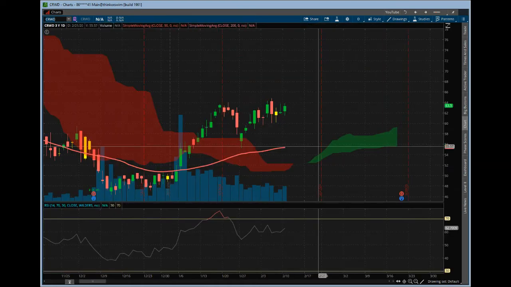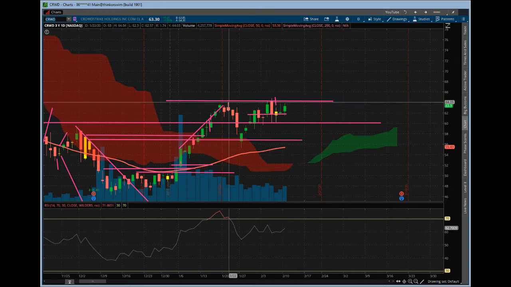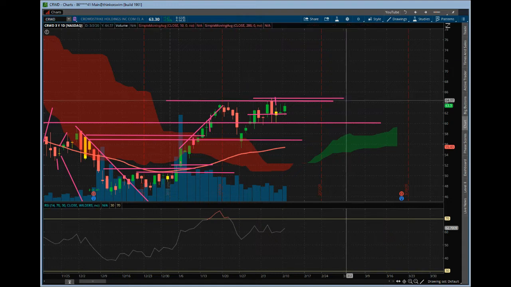CRWD. This one tried to play today along with WORK and all that stuff, to try to ride on the coattails. So it couldn't quite get the move today, but it was a pretty decent green day. But again, at this point, I'm just looking at prior resistance right here. It tried to go over that prior resistance and left an upper shadow. So these are the levels that we want to see us get above, and then see if we can start working our way back up again.